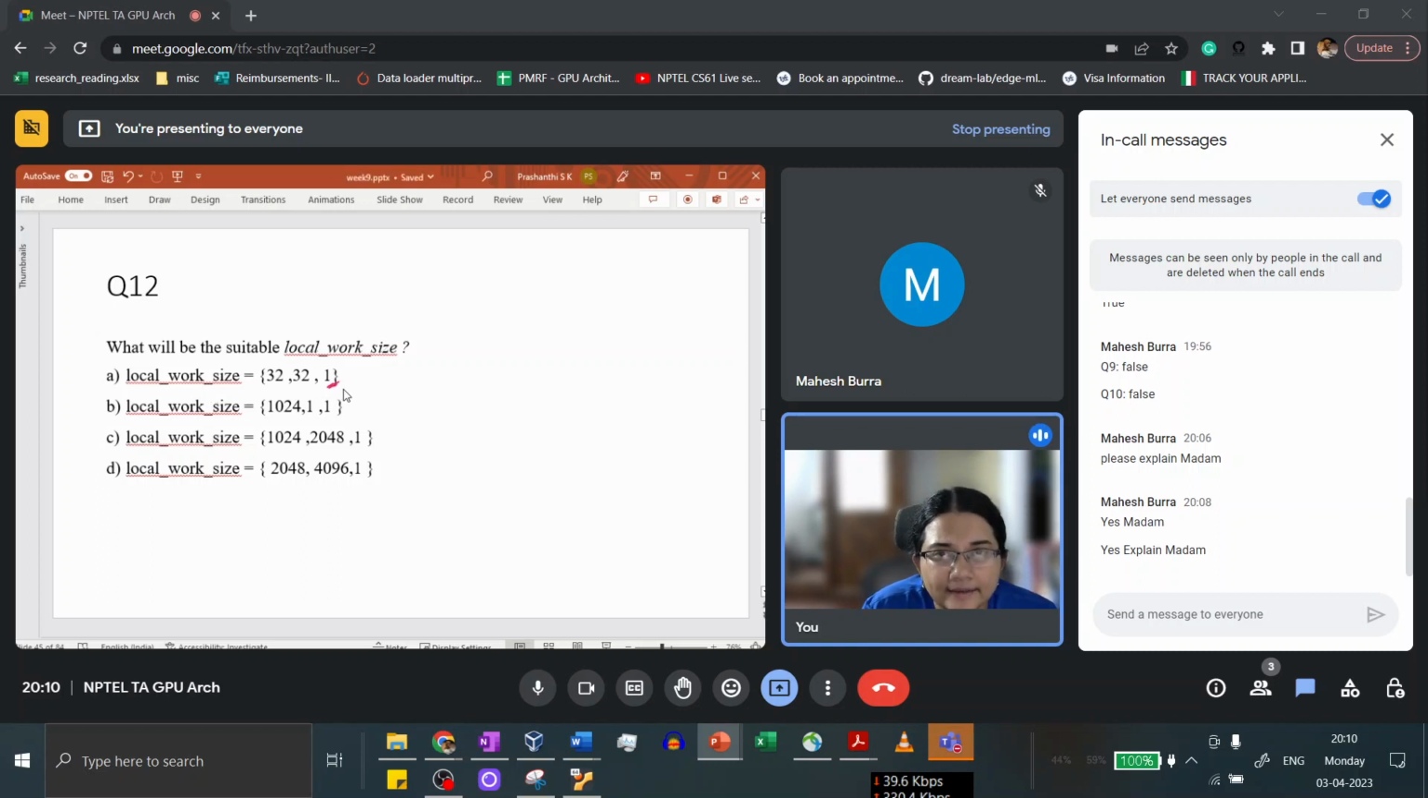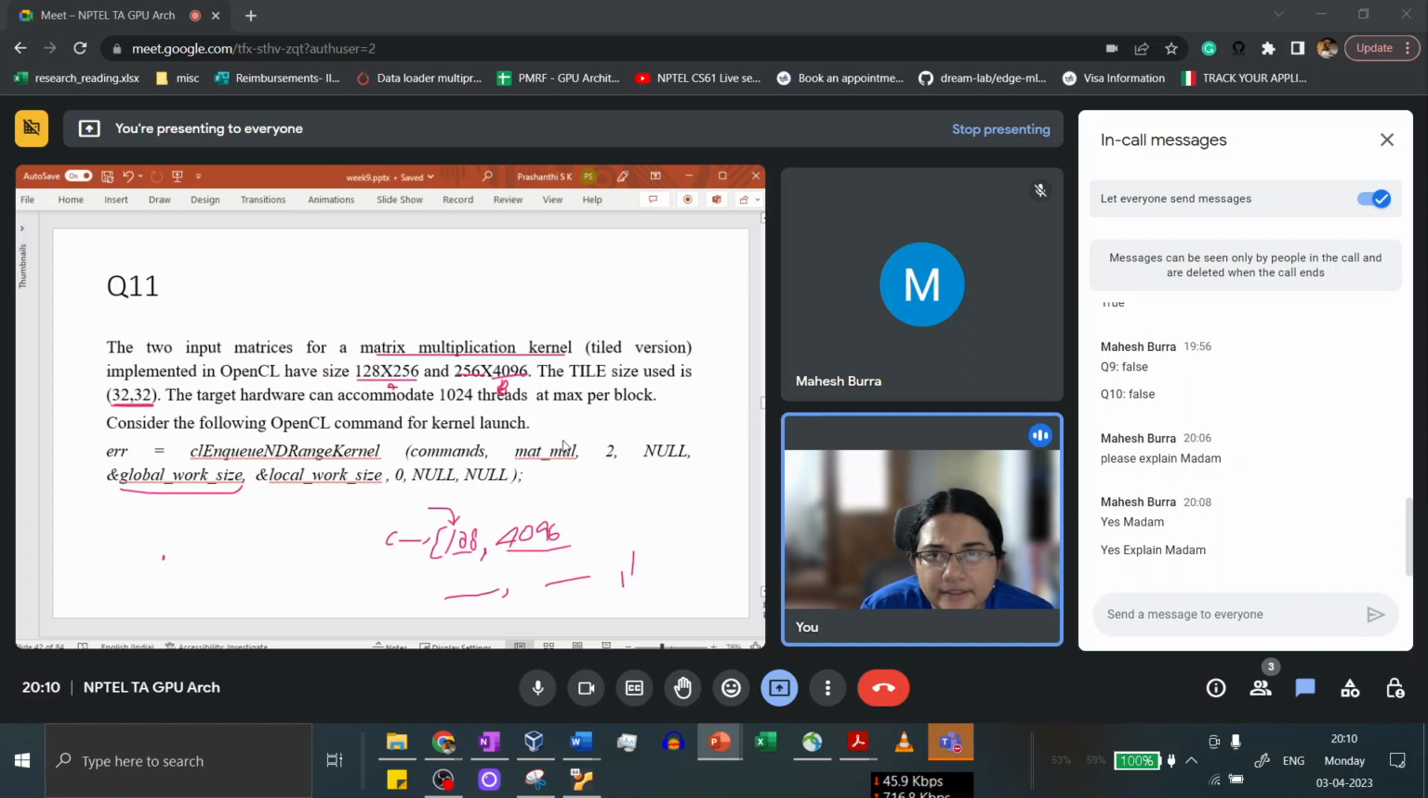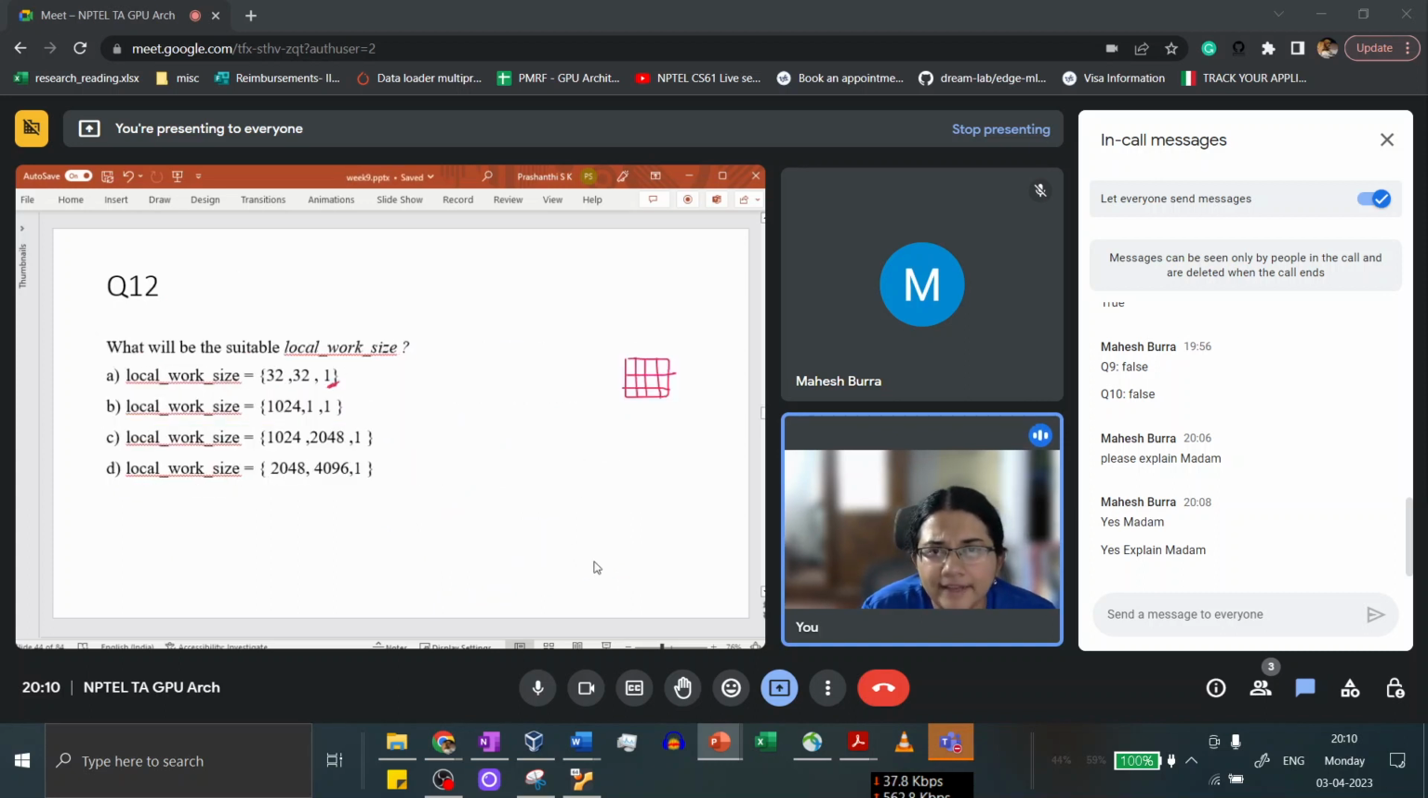Because here you have a tile of a certain size, and you want a certain number of threads to process these tiles. So your number of threads should be equal to the number of elements in the tile. That's one way you can think of it. Now you know that your tile dimension is 32 comma 32. This is all again very similar.